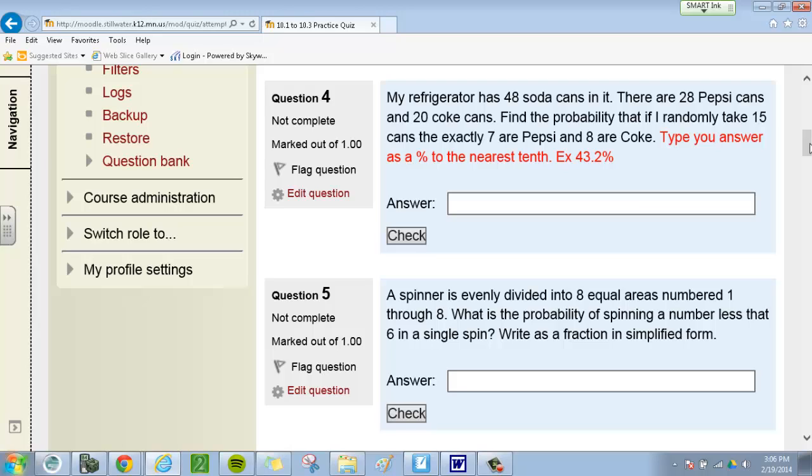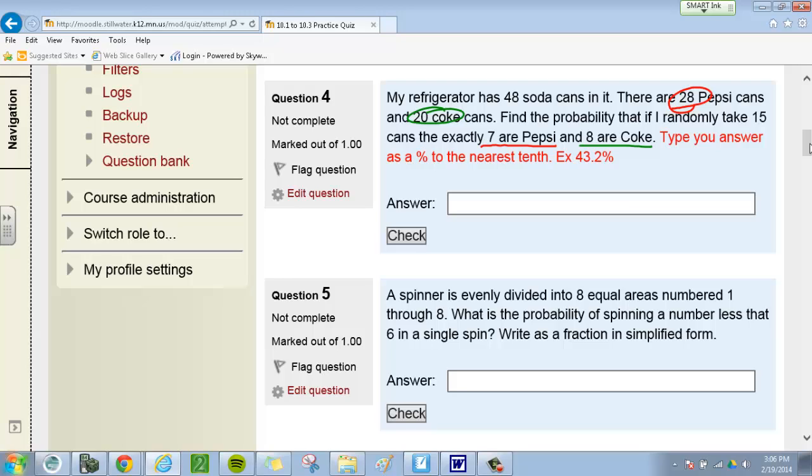Okay, so first thing. We got 48 soda cans, there's 28 Pepsi and 20 Coke. We're choosing a subset of 15 cans, 7 are Pepsi, of the 28 Pepsis, and 8 are Coke. I don't know why we put Pepsi in with Coke. Doesn't make any sense. So first we want to figure out how many ways we can choose 7 Pepsis from 28 Pepsis and 8 Cokes from 20, multiplied together.